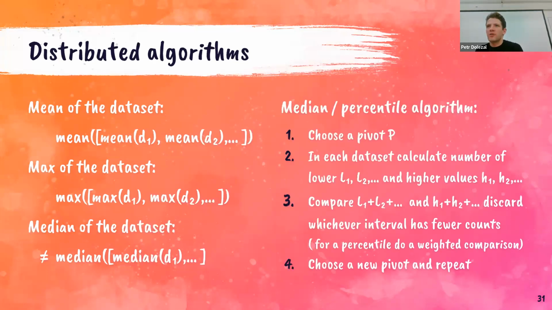The median/percentile algorithm is: you choose a pivot, and then you parallelize the calculation of how many values are below and above the pivot. Then you add them all together at the aggregation step, and you figure out that 60% is above the pivot and 40% is below. If you're looking for the median, you would discard the lower interval and look at the higher interval. If you're looking for the 10th percentile, you would discard the upper interval and keep looking at the lower interval. This is how you parallelize median and percentiles, and there are similar algorithms for many different things.